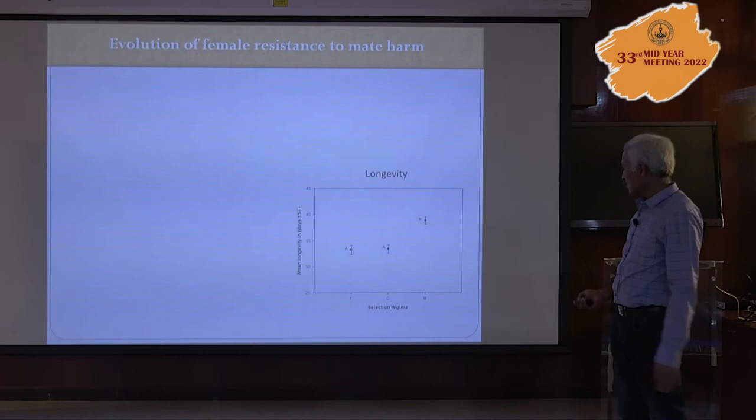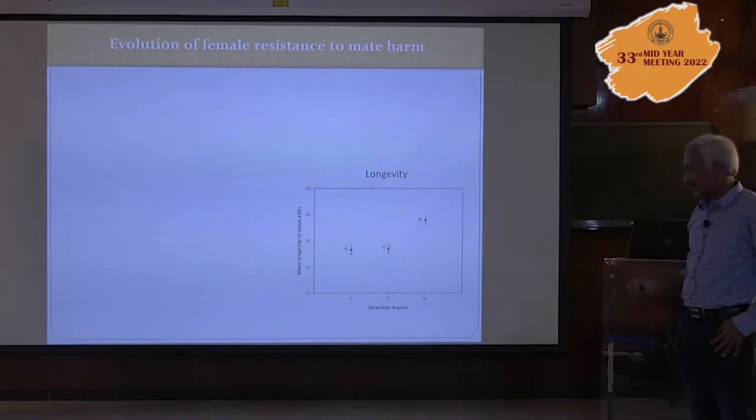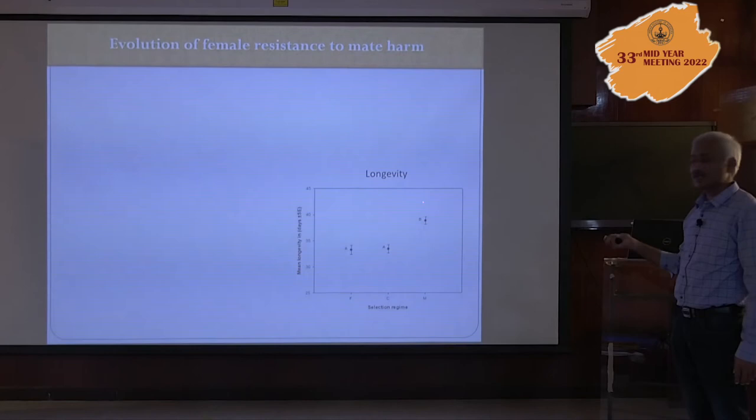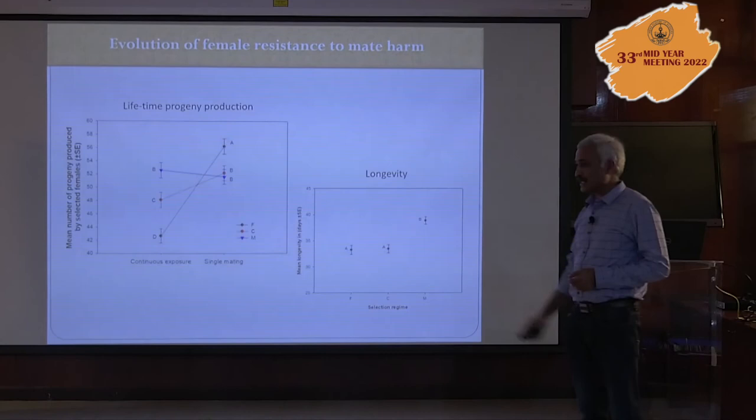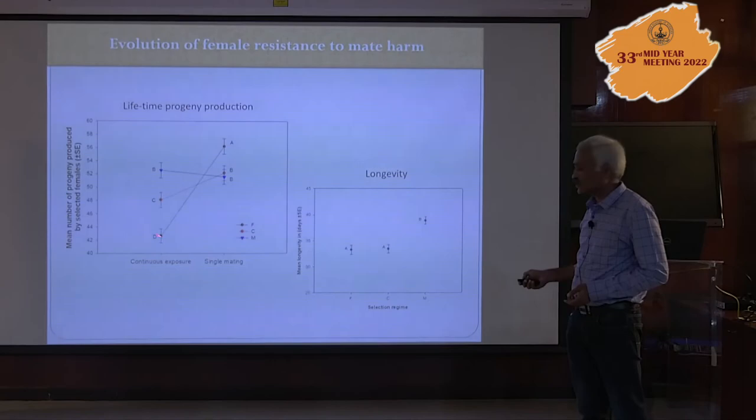So we took females from the female biased populations and male biased populations, exposed them to males and asked how well they survive. Females from the male biased population survive much better. So they are more resistant to male induced harm. If you look at their progeny production, if you are a female from the male biased population, there is really no harm. If you are a female from the female biased population, then there is a strong drop when you are continuously exposed to male induced harm. So there is a differentiation in the mate harm resisting ability of the females from these two populations, right?